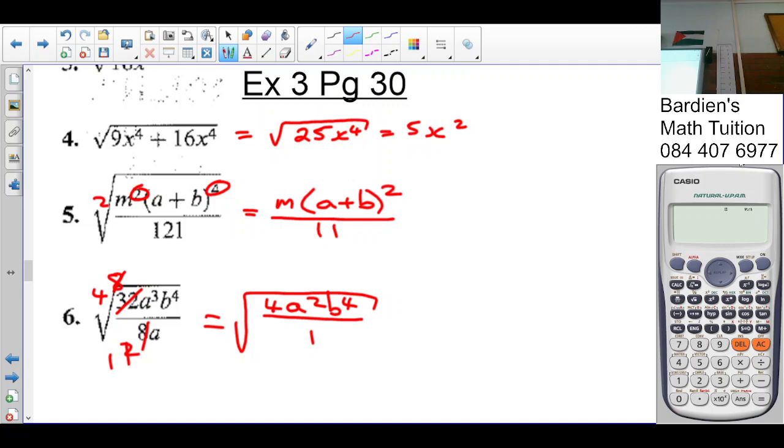You guys understand? So what's the square root of 4? 2. Square root of a squared? A. The square root of b to the 4? b squared, over 1, which is exactly that. Any confusion at this point?